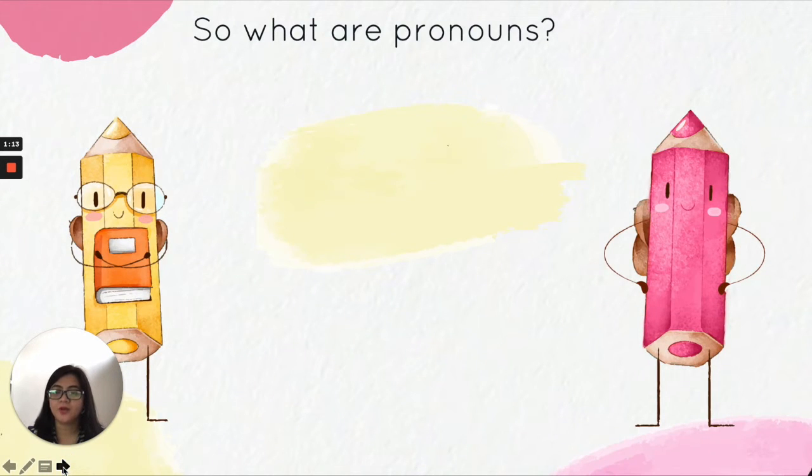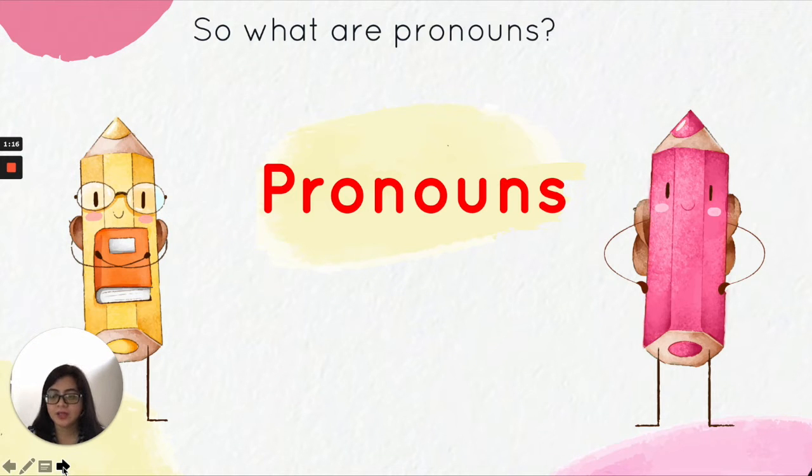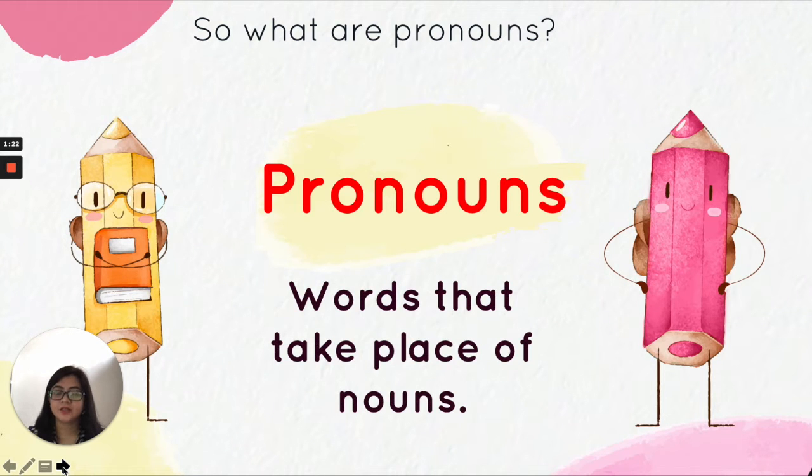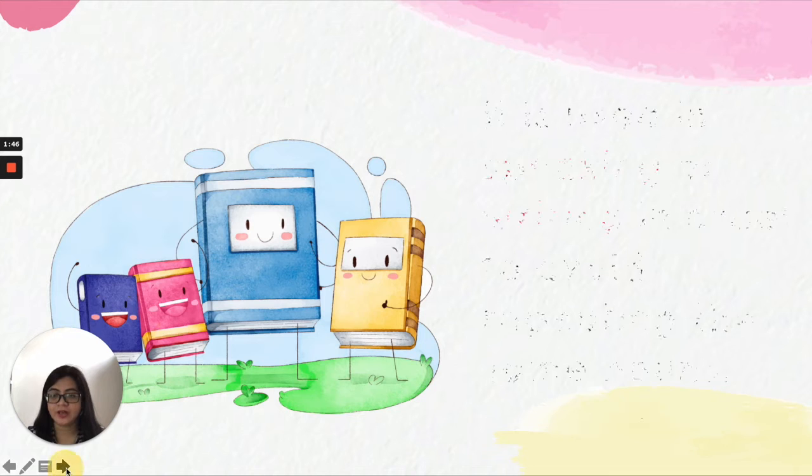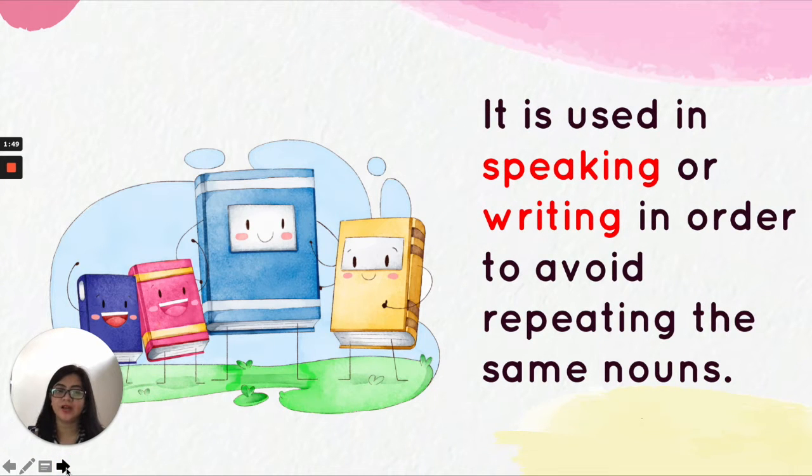So what are pronouns? This is the question that maybe you're thinking right now. Words that take the place of nouns. So when you say pronouns, these are the words that take the place of nouns. So instead of using the name of a person many times in writing a story or a sentence or a paragraph, you can use these pronouns as a replacement for the name of that person, for that particular noun. It is used in speaking or writing in order to avoid repeating the same noun.